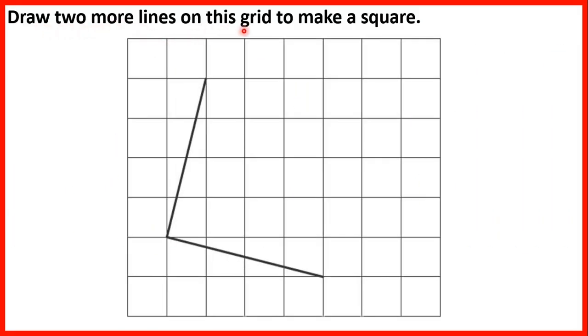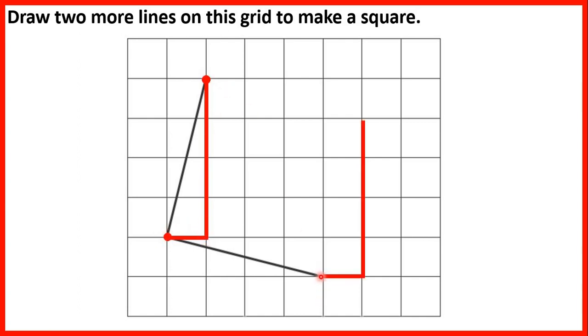Draw 2 more lines on this grid to make a square. So we need to remember that the sides of a square are all the same length. Now this will be one of the corners of the square, and this can be another corner. Now to get from this point to this point, we can go 1 to the right and then up 4.